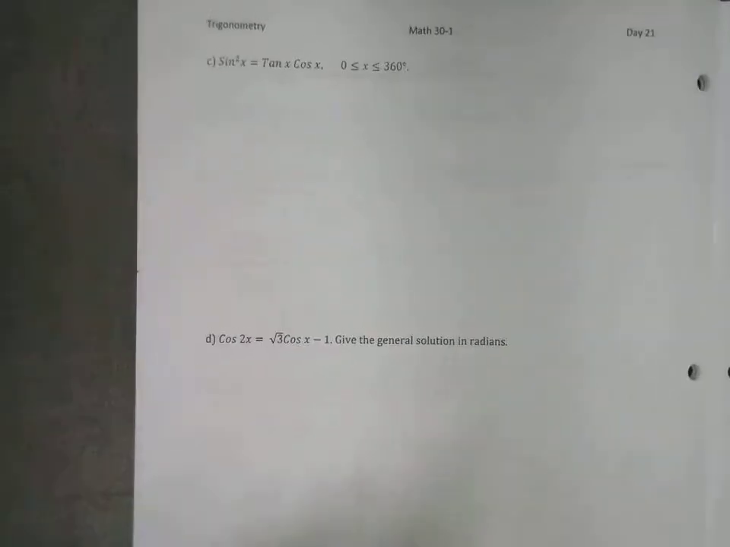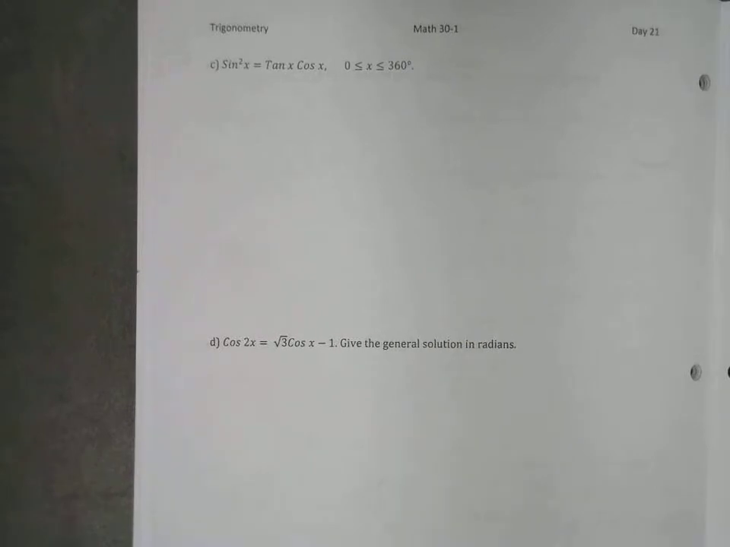Okay, so moving on to question C. We're given sine squared x is equal to tangent of x times cos of x. So what we want to do is, again, we have lots happening here. We have a sine x, we also have a tangent of x. We want to, again, use identities to somehow simplify this before we begin.